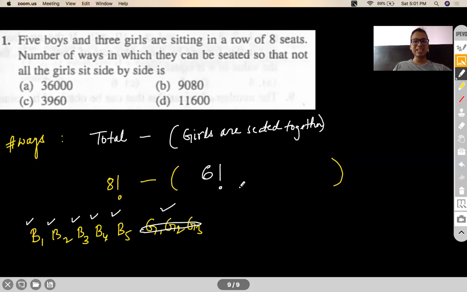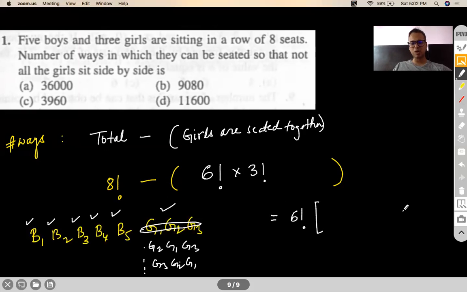But let me tell you, this is not the end of the story, because there is an option for the girls to intra-arrange themselves. Let's say here I can see G1, G2, G3. What if it was like G2, G1, G3? What if it is like G3, G2, G1? So like that, there could be 6 ways in which these girls can intra-arrange themselves. So that will be 3 factorial again multiplied to it, right? So your answer will be 8 factorial minus 6 factorial times 3 factorial. In order to simplify this, you can take 6 factorial common, and you'll have 7 into 8 minus 6, which is 56 minus 6, which is 50. 50 into 720 is 36,000. Option number A is correct.